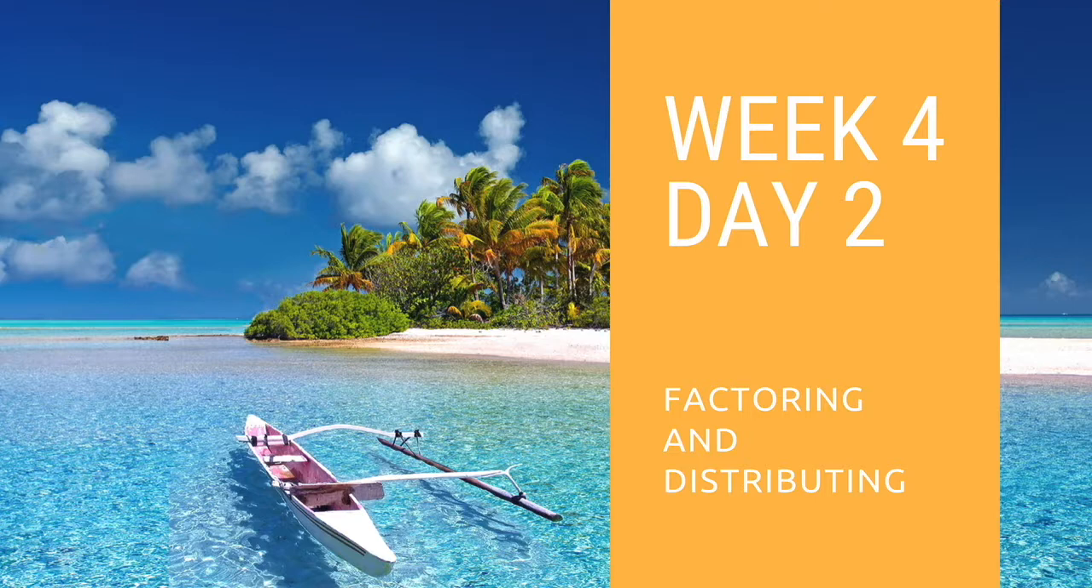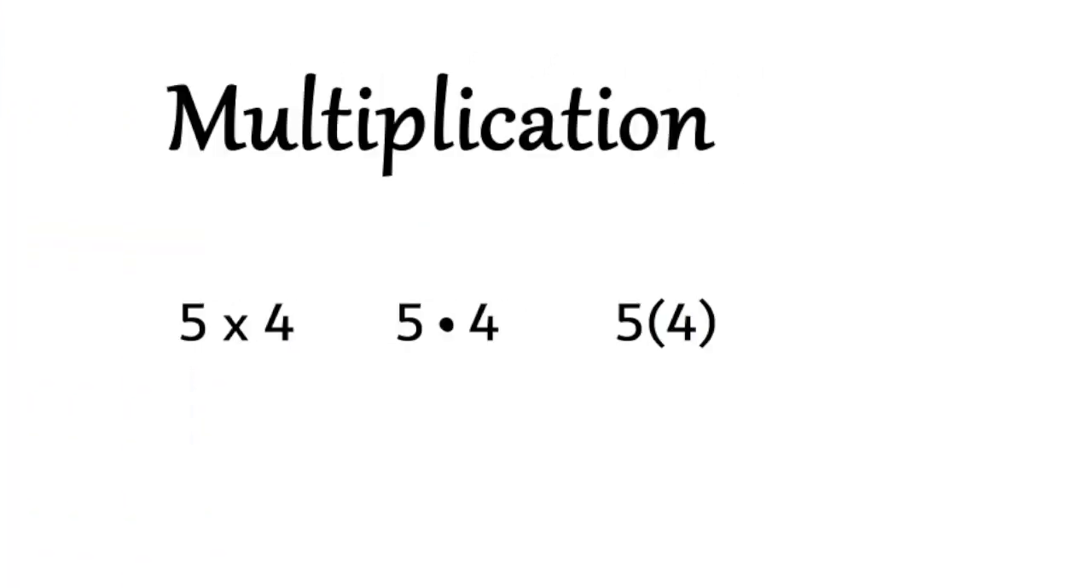We are going to be working on factoring and distributing. But first, we need to have a little conversation about multiplication. Here you can see 3 different ways to write 5 times 4. You have 5 with the symbol x and then a 4, 5 dot 4, or 5 parentheses 4. These are all acceptable ways to say 5 times 4.